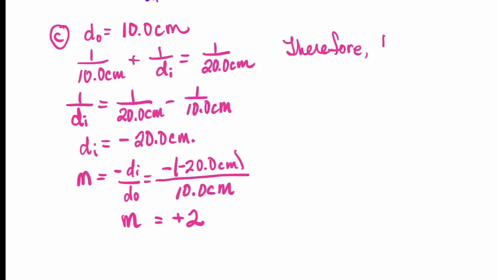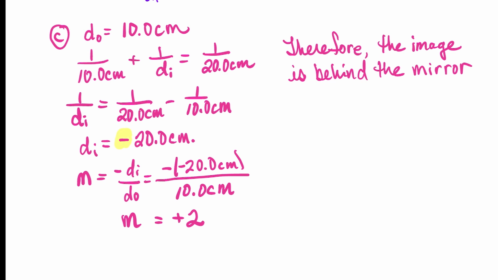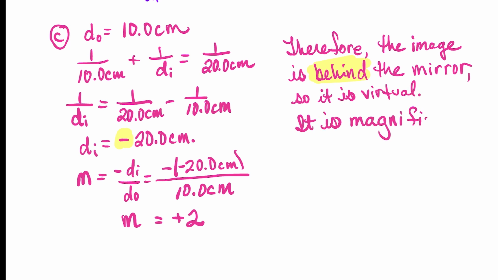All right, now we have all of the information that we need to describe our image. It is behind the mirror because of that negative sign. That makes it virtual. It is magnified by 2 times, and it is upright because the magnification was positive.